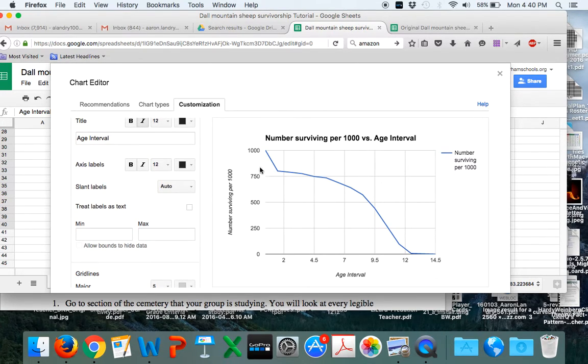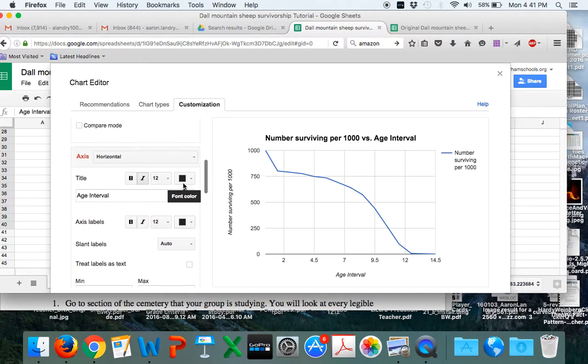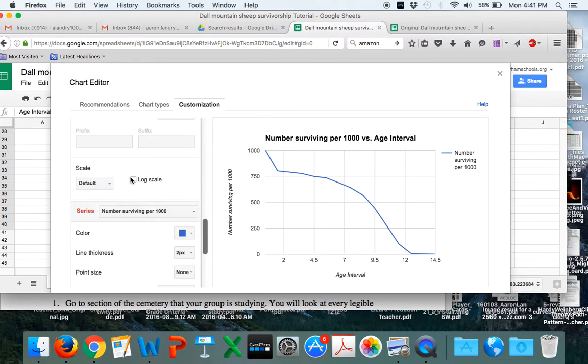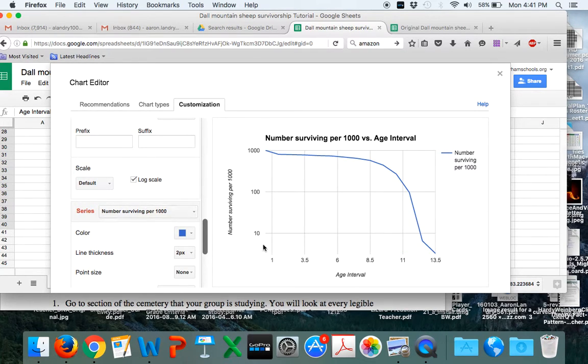So we're going to change the axis. I'm not going to do that right now, but I am going to show you how to change this axis. So we're going to get over here to the left. We're going to go to the vertical axis, and we're going to go down, and we're going to change it to log scale. Okay. So now what you have is age interval on the x-axis, and number surviving per 1,000 on a logarithmic scale, where each block is an order of magnitude: 10, 100, 1,000. All right. So this is a survivorship curve.